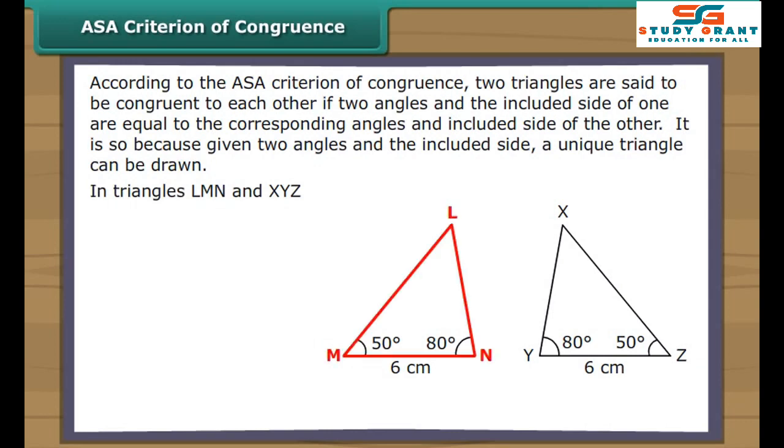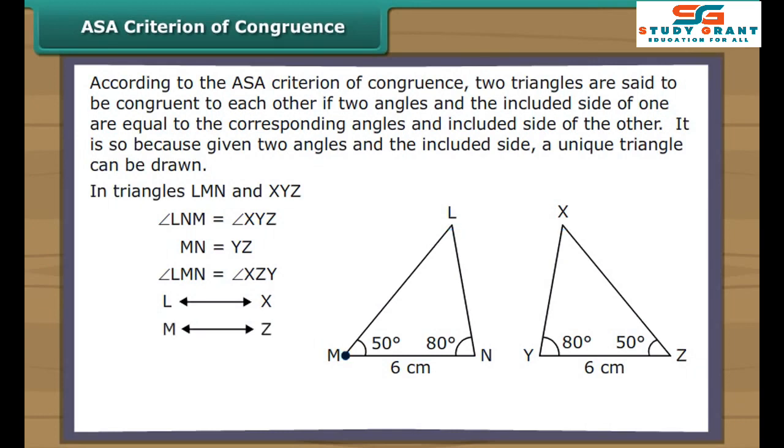In triangles LMN and XYZ, angle LNM is equal to angle XYZ. Side MN is equal to side YZ. Angle LMN is equal to angle XZY. Vertex L corresponds to vertex X. Vertex M corresponds to vertex Z. Vertex N corresponds to vertex Y. Therefore, triangle LNM is congruent to triangle XYZ.